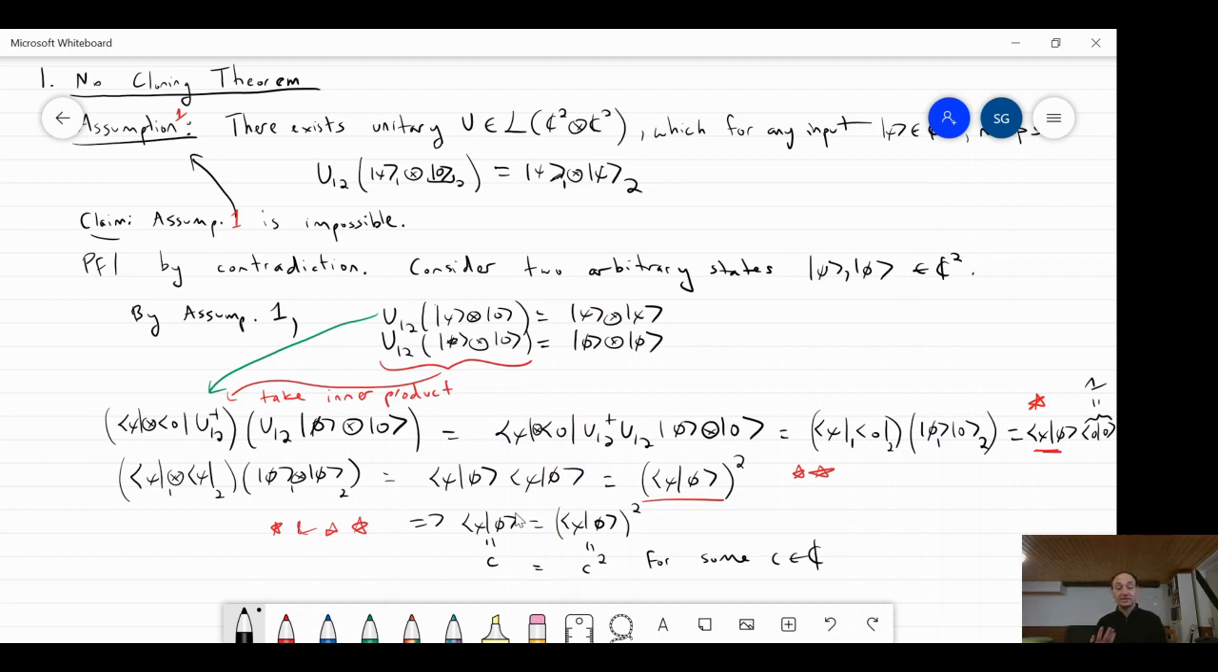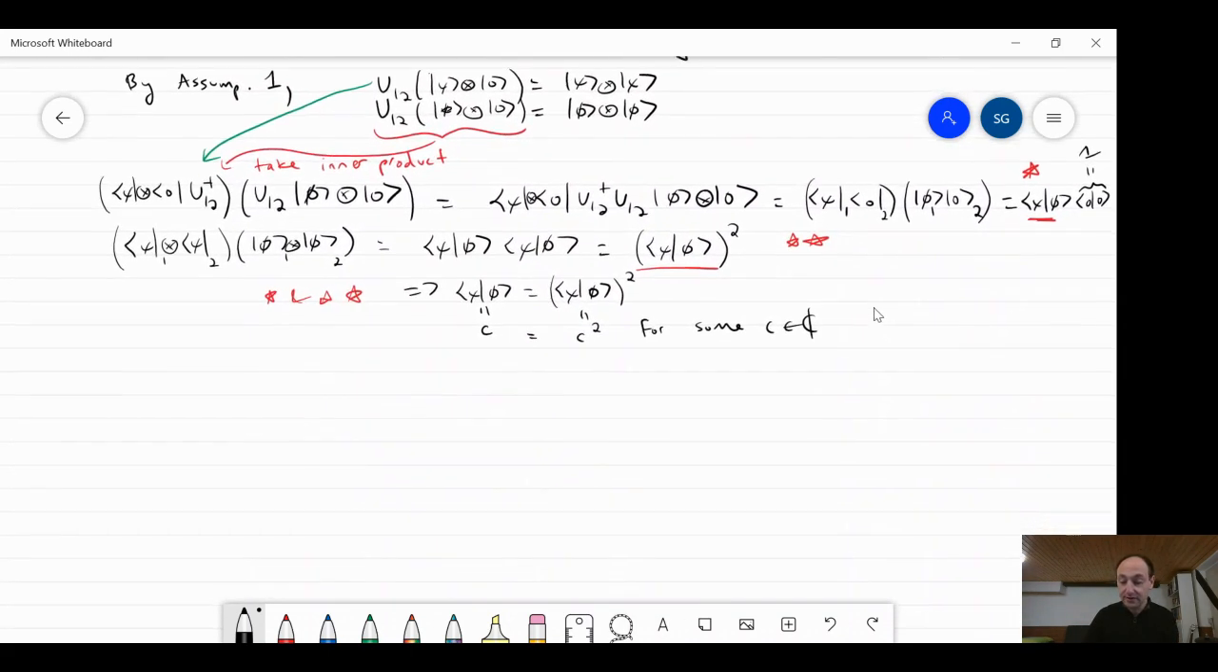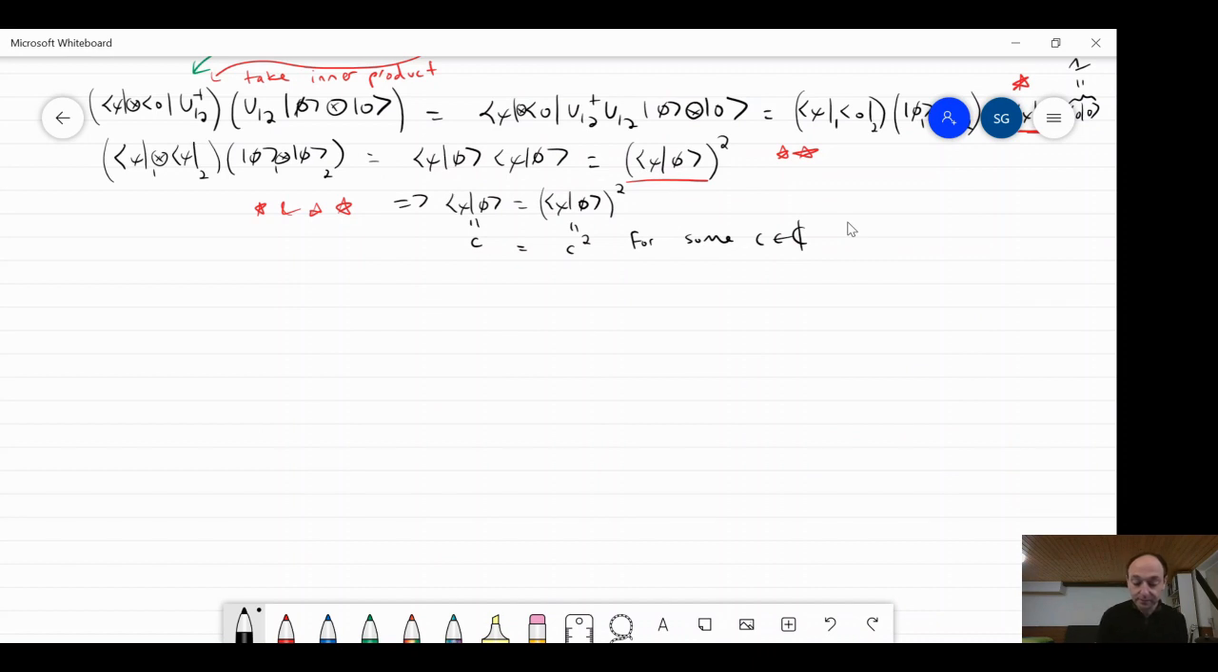And there are only two complex numbers that satisfy this property, that they equal their square. Think about it for a second. What can we conclude? There are only two numbers, 0 and 1. That's it.